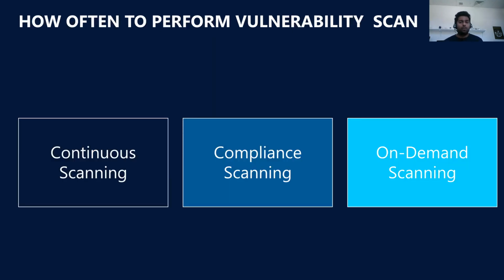So how often to perform a vulnerability scan? There should be three categories: continuous scanning, compliance, and on-demand. For continuous scanning, let's say there are high priority assets, so there should be continuous scanning every 2 months. For medium priority or medium risk assets, there should be continuous scanning at a minimum of every 6 months, and for low, at least every 1 year, right?